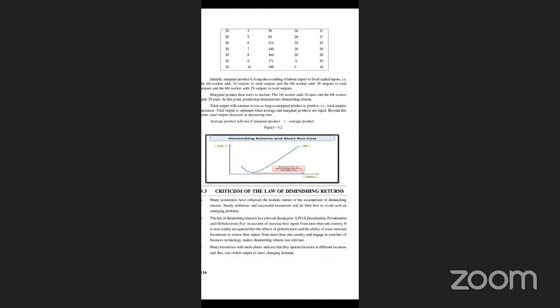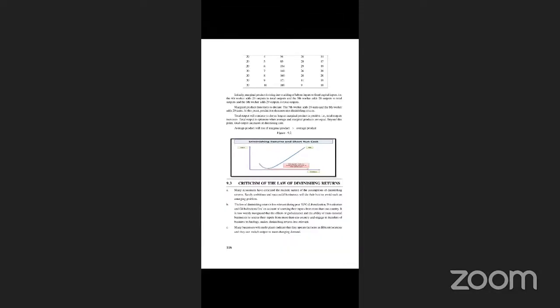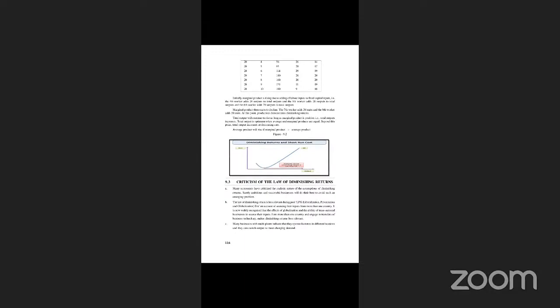And then the concept is also criticized based on operations at different locations, which can switch based on the requirement. Considering the requirement or demand for the product, they can switch between the various alternatives. So the law of diminishing marginal utility has been criticized as well. All right.